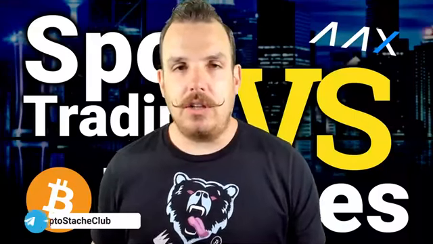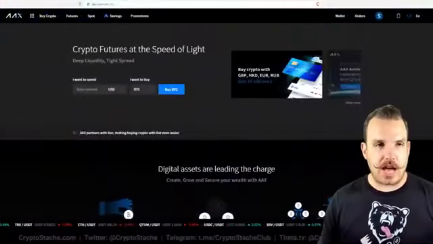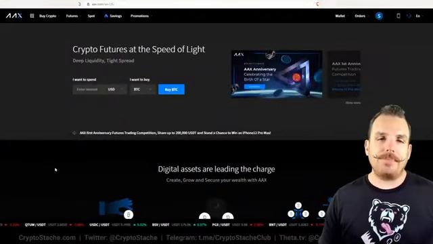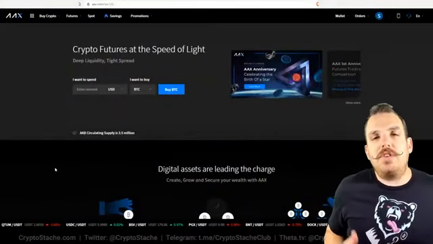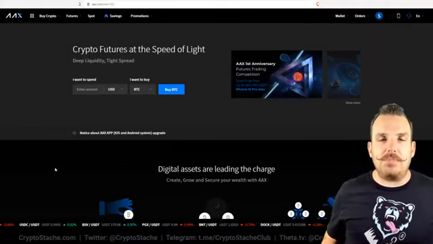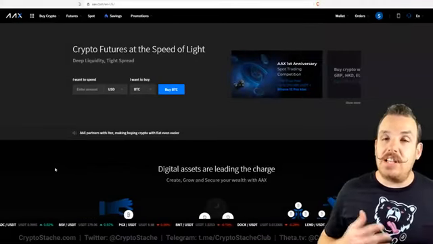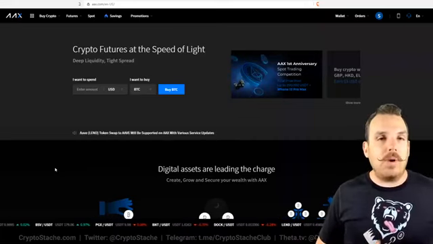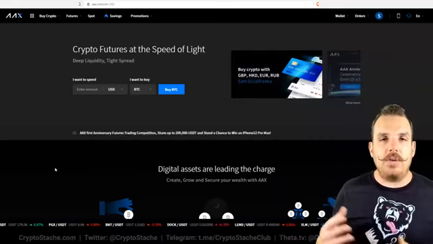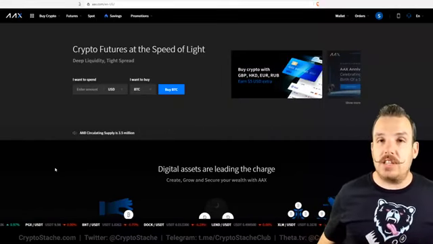All right, great. Let's go take a look at the futures exchange here, AAX, and what the difference between the two is. When it comes to futures trading versus spot trading, there aren't a lot of differences, but they can be significant when you talk about what you're really getting yourself into with futures trading versus spot trading.